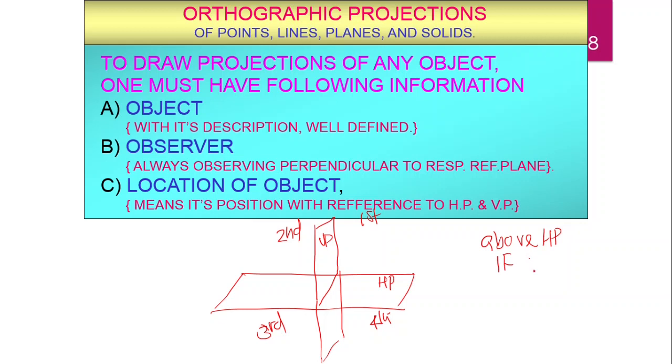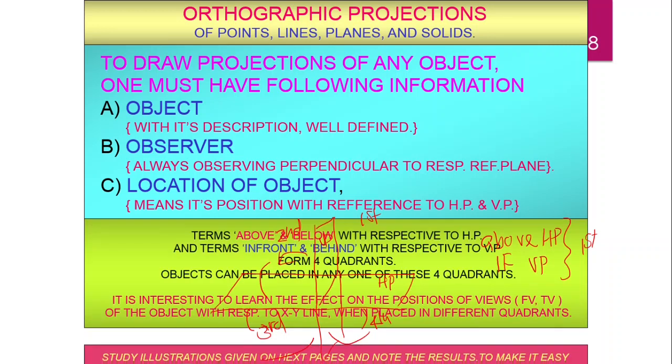Then above HP and in front of VP means first quadrant. Above HP and in front of VP means that the point must be in first quadrant. Then above HP and behind VP, second quadrant; below HP and behind VP, third quadrant; below HP and in front of VP, fourth quadrant.